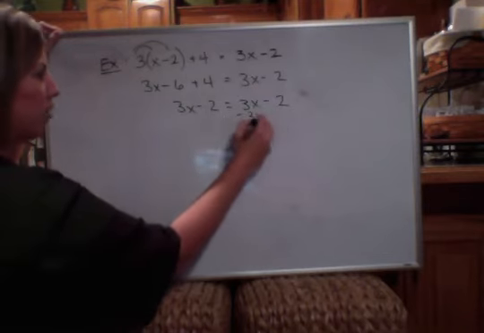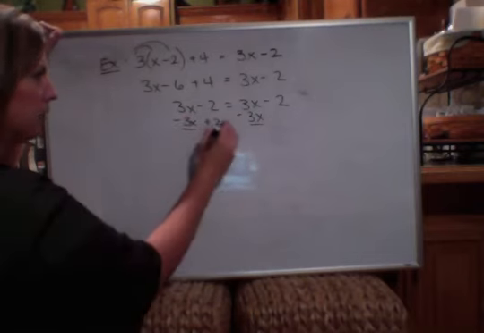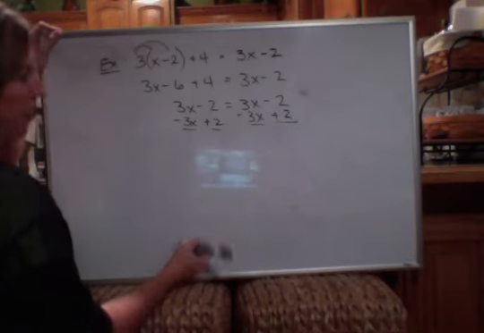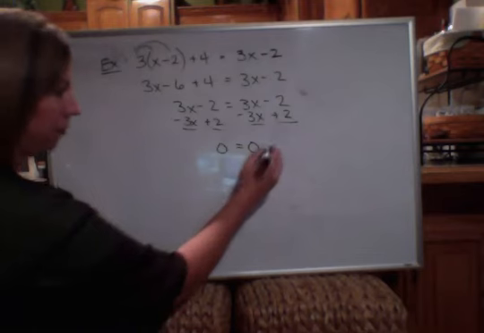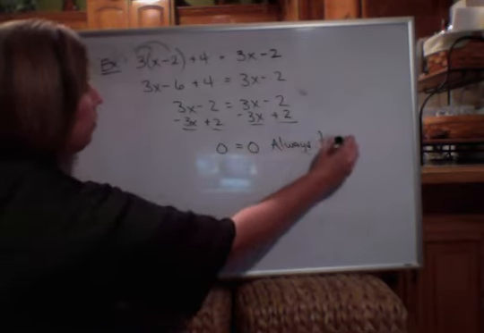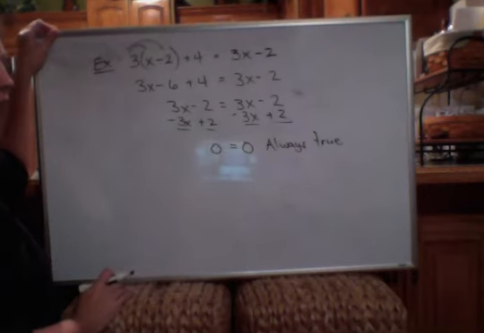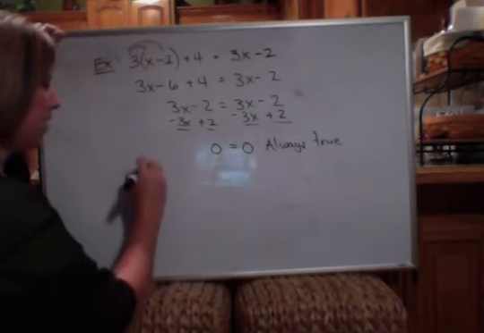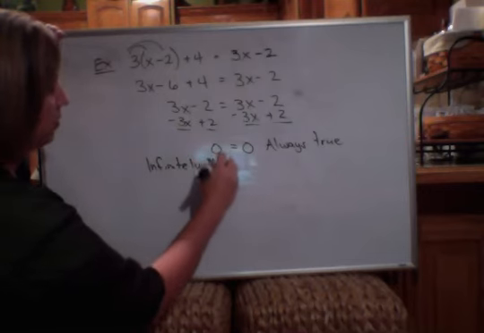And again, if I try to solve, I would maybe subtract 3x from both sides and add 2 on both sides. And what ends up happening here is that I get 0 equals 0. And what we know is that this is always true. So remember, we had 2 on the last example. We had a statement that was untrue, never true. And in this case, we have a solution that is always true. And in this case, we have what we call infinitely many solutions.